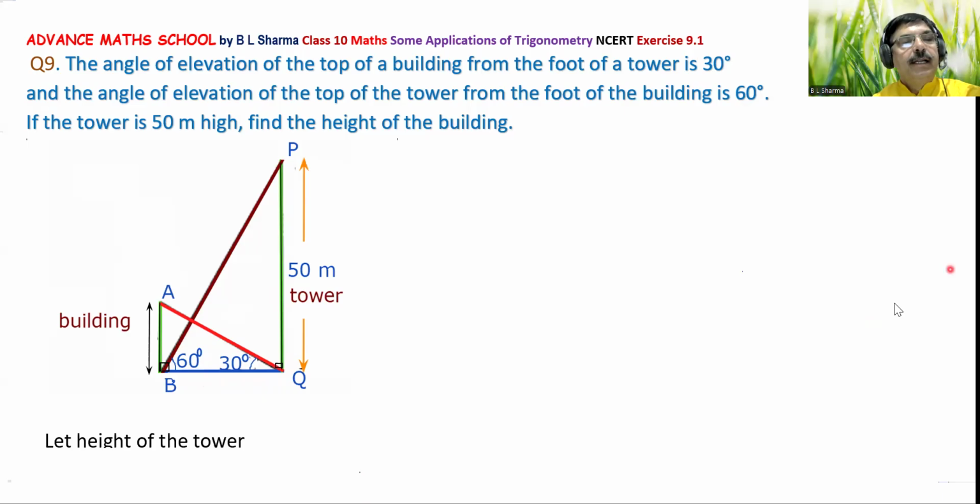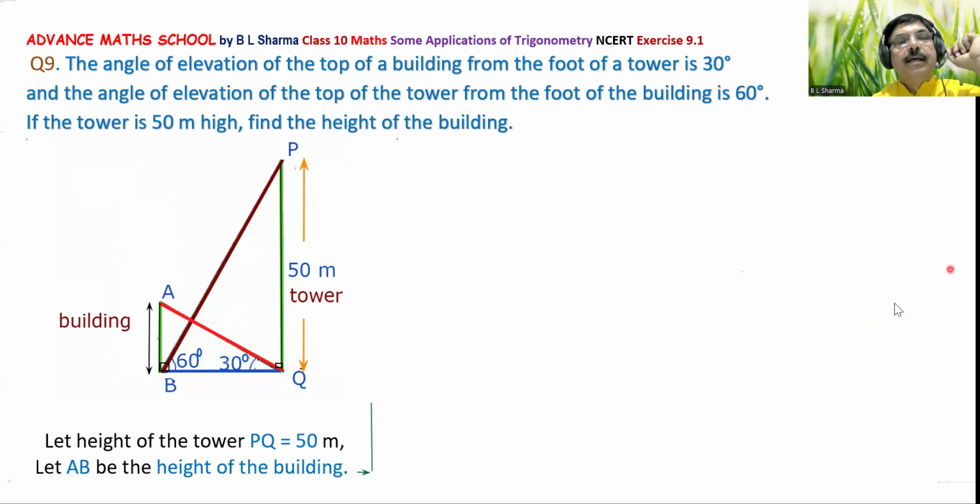Let the height of the tower, you have to write this in brief, it is necessary to write in every question, PQ is 50 meter and the height of the building that is AB. Now in right triangle PQB, here acute angle is 60 degree. So PQ is perpendicular, BQ is base. So PQ upon BQ, perpendicular upon base, that is tan.